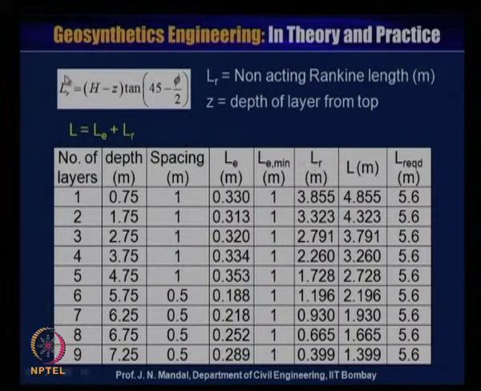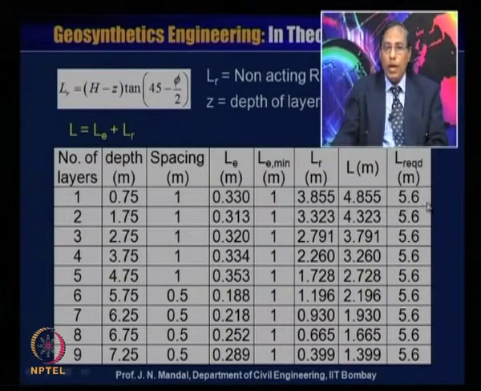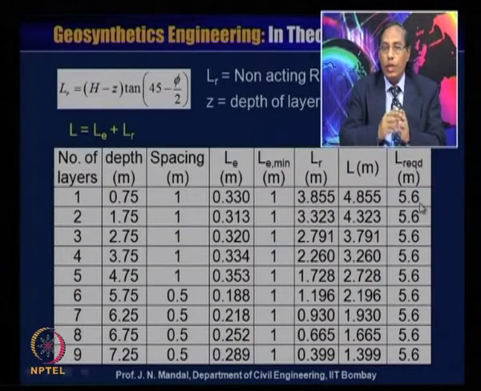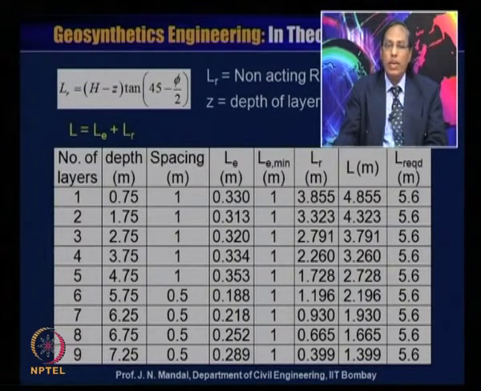so that is why I put 1 meter for L E. And then you have calculated L R from this equation. So the total length will be L E plus L R. L E is known, 1 meter, and L R you know is 3.85. So this plus this will give the total length L. But you see that because the height of the wall is about 8 meter, 0.7 times the height of the wall will be 5.6. Therefore L required is 5.6, kept constant for all the layers.